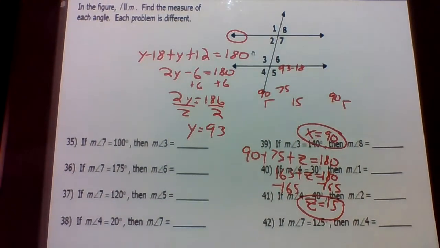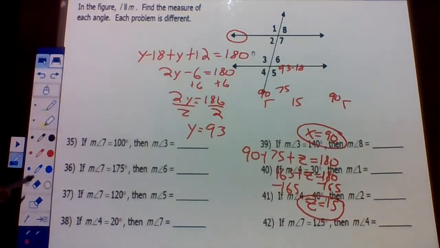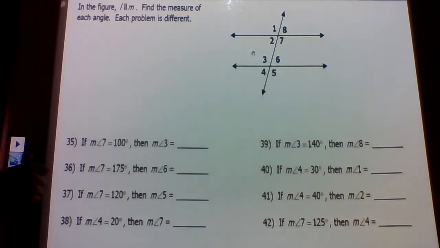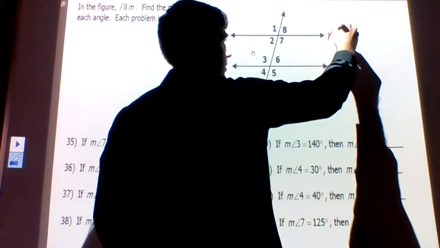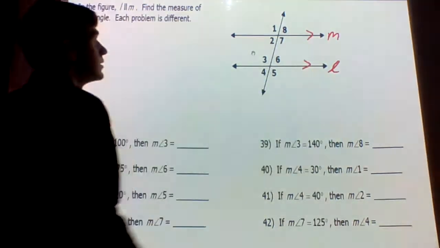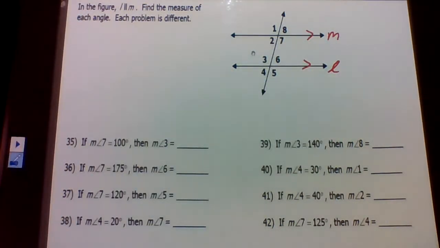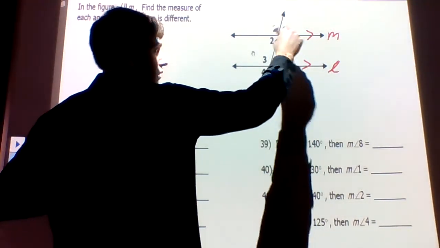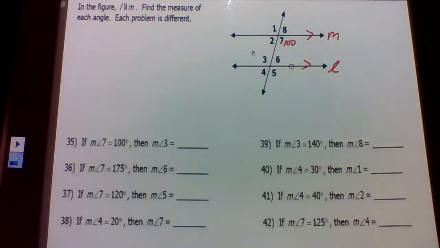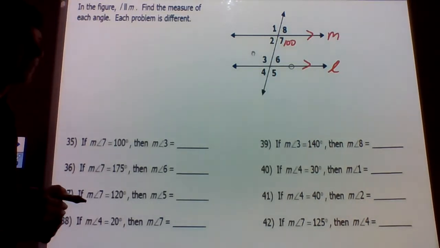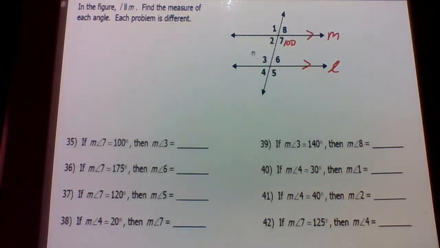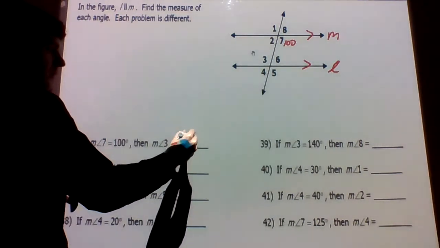Next section, the lines are parallel. So it's L and M. Okay, they are parallel. Find the measure of each angle. So the measure of angle 7 is 100. And then we want to find 3. So 3 and 7 are alternate interior angles. We can use the alternate interior angle theorem to tell us that if the lines are parallel, which they are, then the alternate interior angles are congruent, and congruent means their measures are equal. So this is also going to be 100.